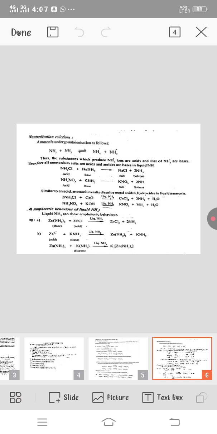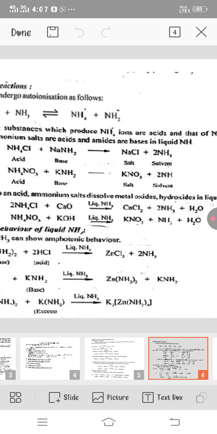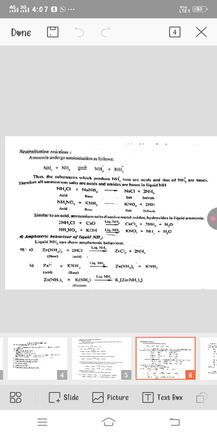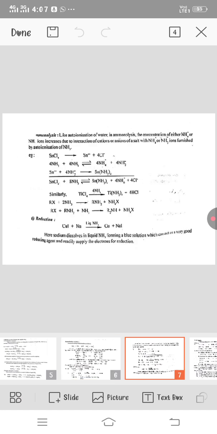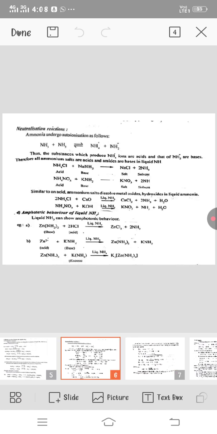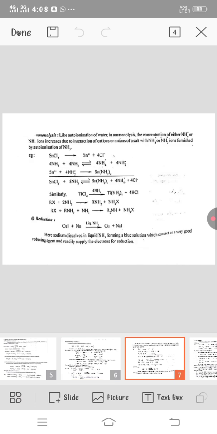Next one is amphoteric behavior of liquid NH3. Liquid NH3 can show amphoteric behavior. For example, when Zn2 plus reacts with KNH2, KNH2 is a base in the presence of liquid NH3, producing Zn(NH2)2 plus KNH2. It is an example of amphoteric behavior of liquid NH3.